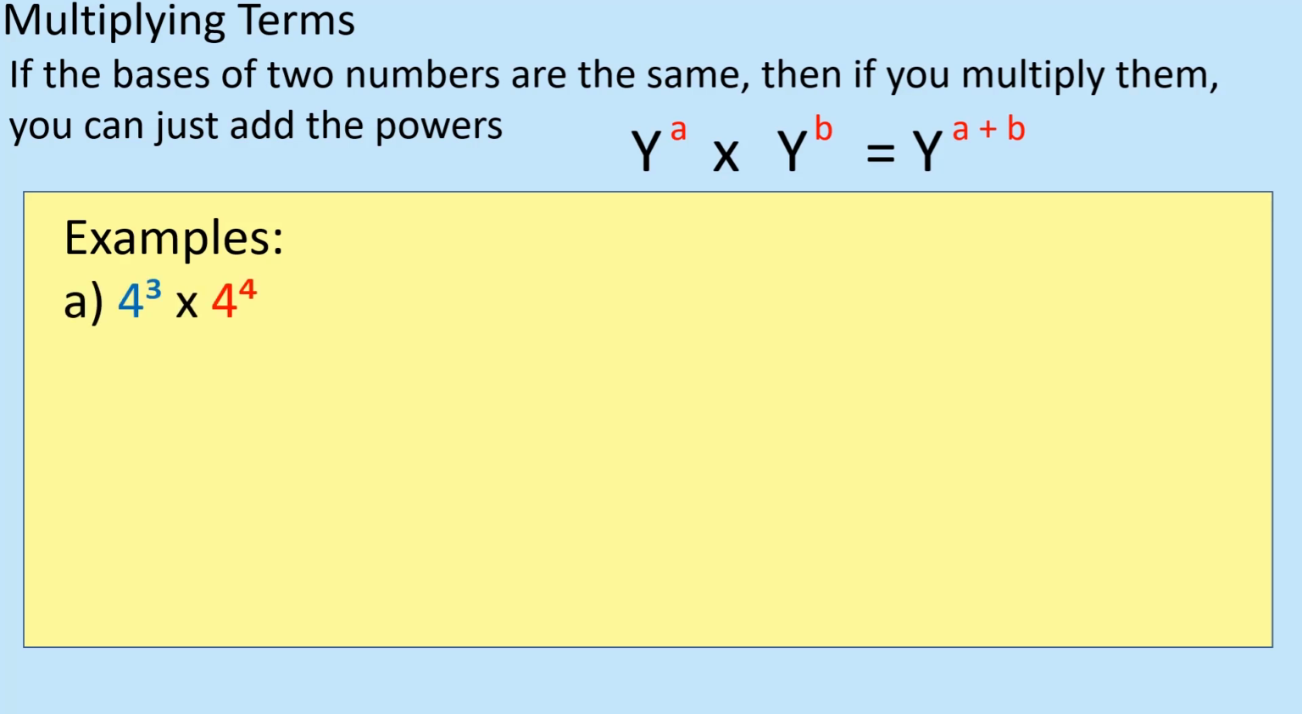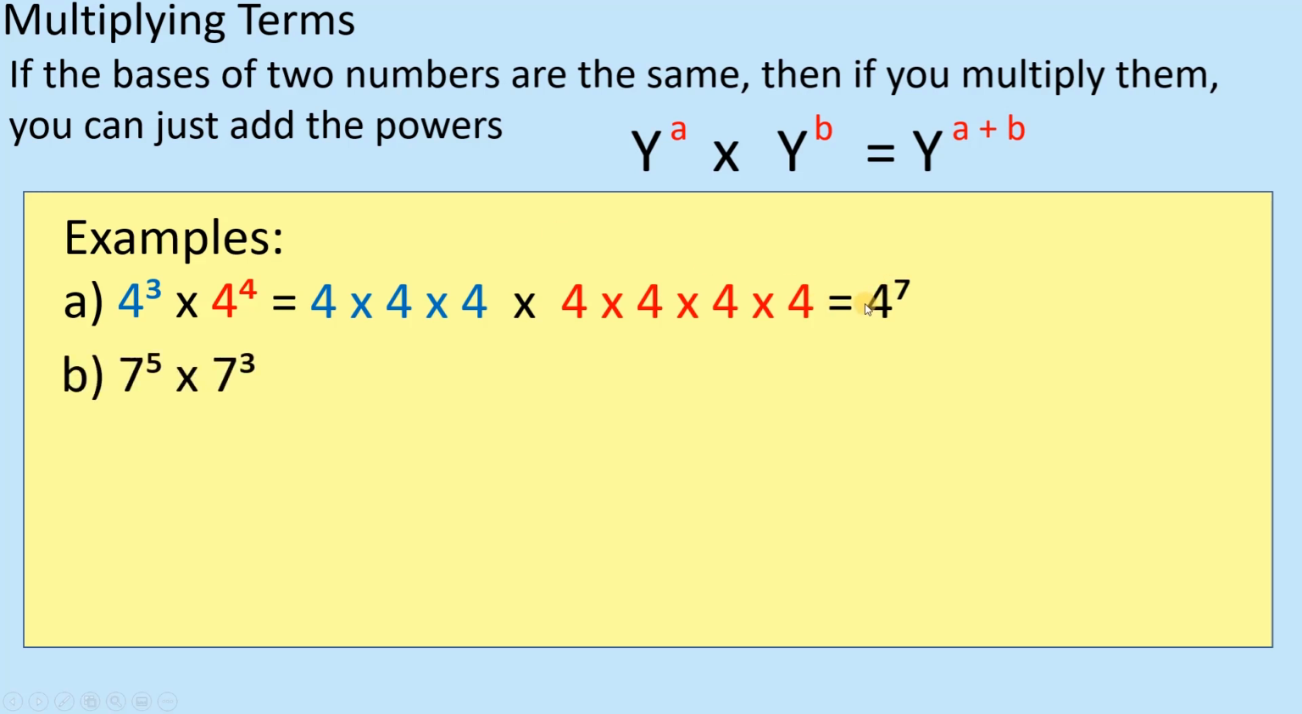So for example, if I said to you 4 cubed times 4 to the 4, essentially that is 4 times 4 times 4 multiplied by 4 times 4 times 4 times 4. So what you've got there, if I count them, 1, 2, 3, 4, 5, 6, 7, which is the same as 4 to the power 7. Rather than going through this rigmarole of writing them all out, the easiest way of thinking about it is, what's 3 plus 4? It's going to be 7, isn't it? So it's 4 to the power 7.